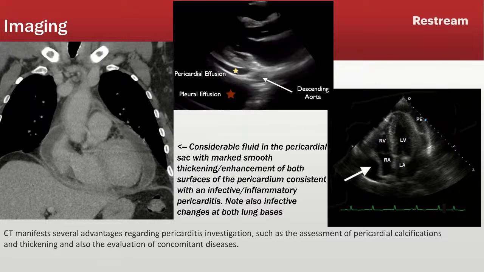Okay, and that slightly darker circle there is the descending aorta. Okay, which looks normal. Again, if you look at the bottom right, you can see on the right hand side, that's the left ventricle, the right atrium, and the left atrium. And where that white arrow is pointing is some pericardial effusion as well. Okay.